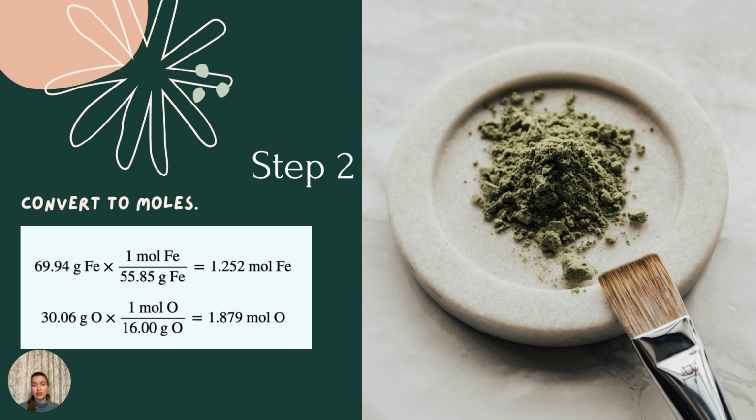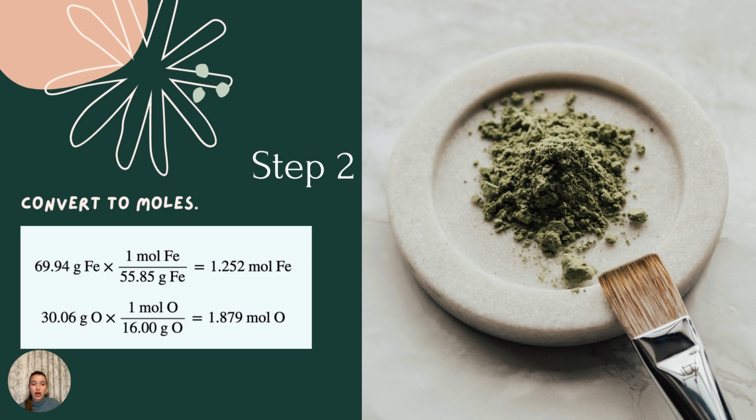The second step tells us that we have to convert these grams into moles, and we do that by dividing these grams by the molar mass of each element. So we do this by writing 69.94 grams of iron and dividing this by the molar mass of iron, which is 55.85 grams per mole. And the result is around 1.252 moles of iron.